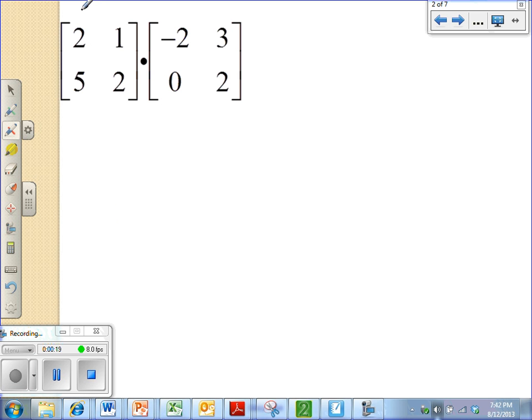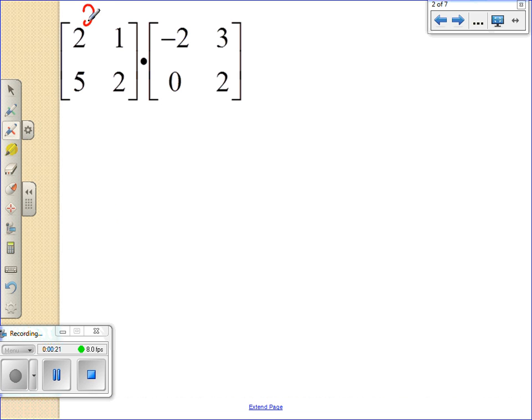The first thing that you need to look at is the dimension. If I know that this is a 2 by 2 and this is a 2 by 2, I must look at the two inside numbers. Anytime my two inside numbers are equal, that means that I can multiply. So first off, I'm just going to put a little check here to tell me that I can multiply.